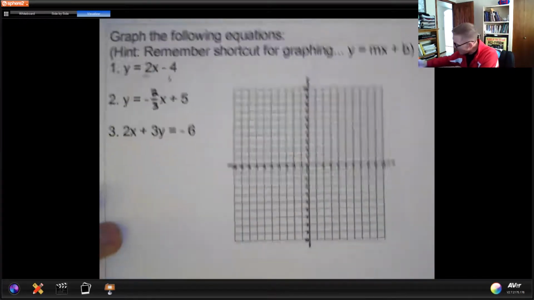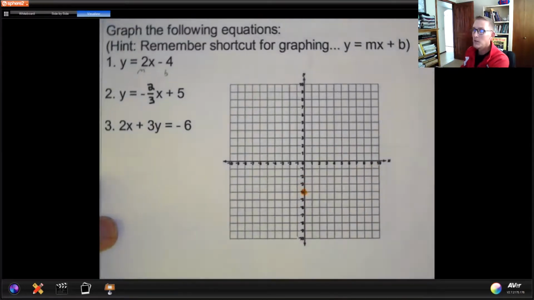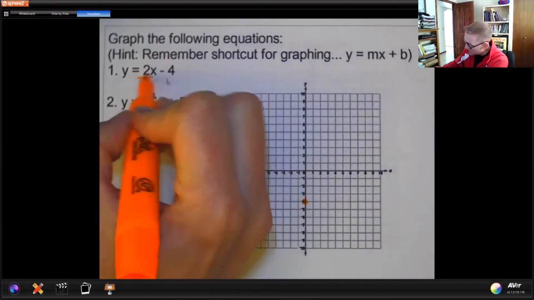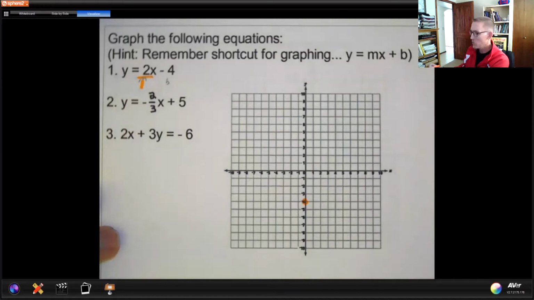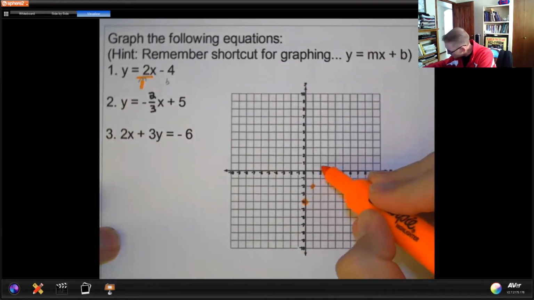So on the y-axis, I'm going to put my starting point here at -4. And then I need to use my slope, and the slope for this one is 2 over 1. So from this point, I'm going to rise 2, run 1. Rise 2, run 1.